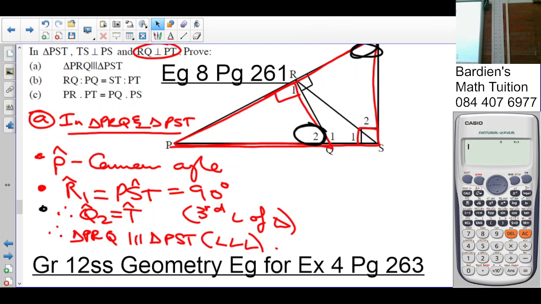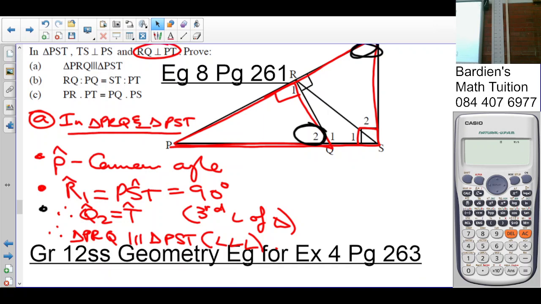Any confusion? Yes, Michael? No. To prove similarity, either you prove three angles are equal or the sides are in proportion. One of the two. You don't mix and match here. Okay. Anything else?